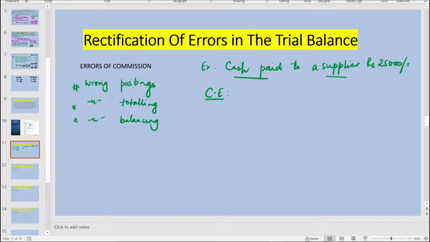Debit what comes in, credit what goes out. So cash is going out, so it should be credited, and the entry is cash paid to supplier, so you will say the supplier should be debited. Supplier account debit 25,000, and to cash account, because you're paying, cash account credit 25,000. All right, but the error that could have happened here is that this entry is passed correctly.